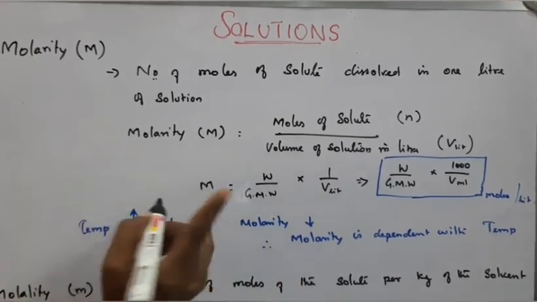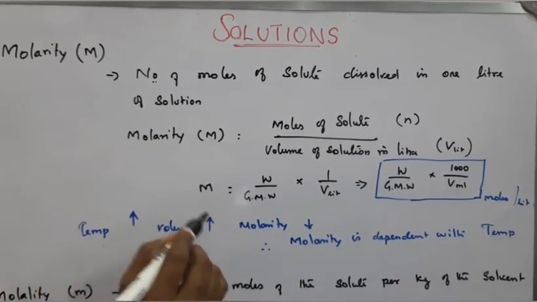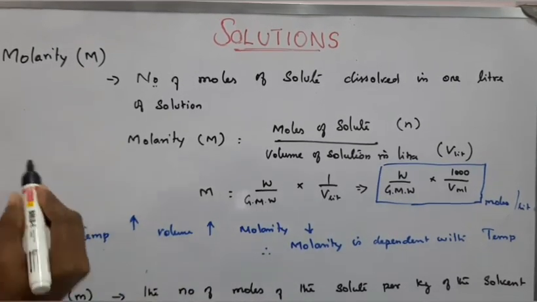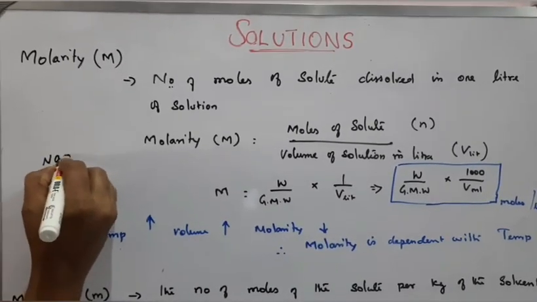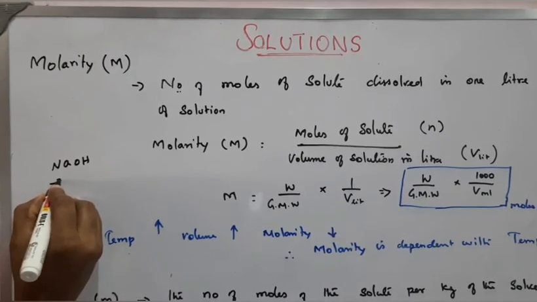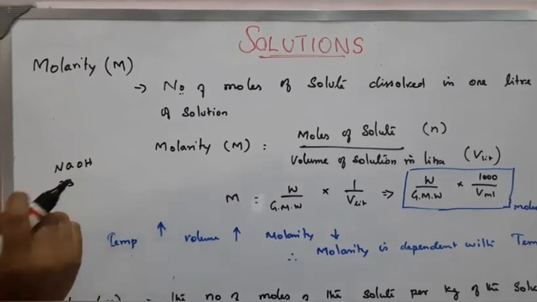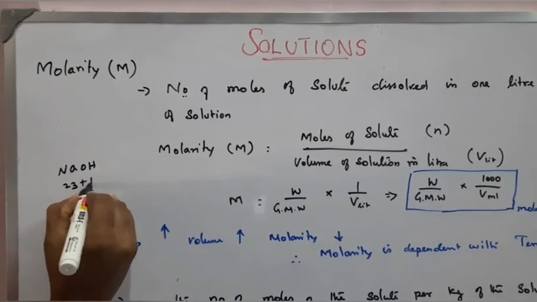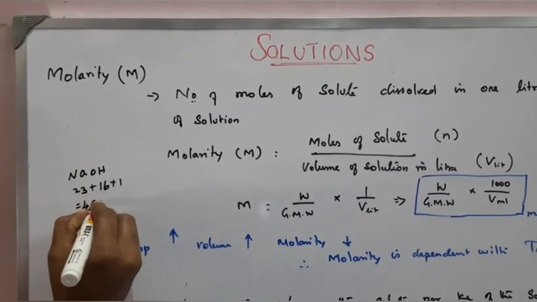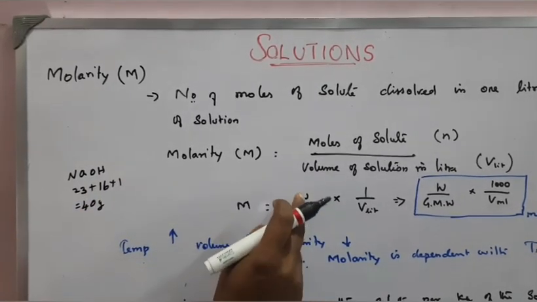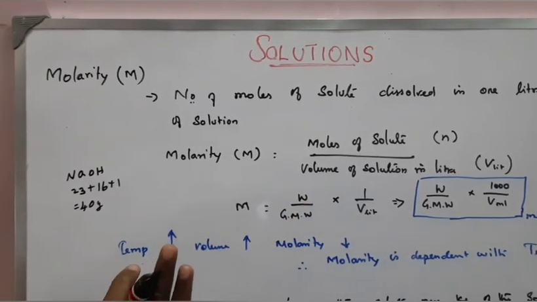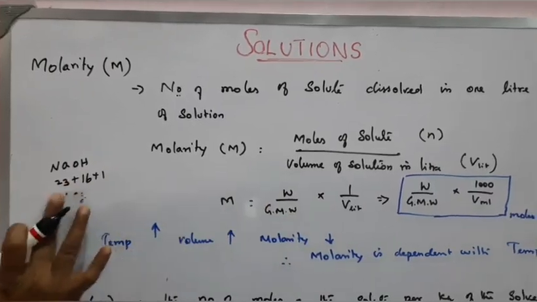Here, suppose 4 gram of sodium hydroxide is dissolved in 100 gram of solution. How can you calculate the gram molecular weight? For sodium hydroxide, Na is 23, plus oxygen is 16, plus hydrogen is 1. The total is 40 gram. So the moles are 4 by 40, using the gram molecular weight of sodium hydroxide. This is just for your understanding.